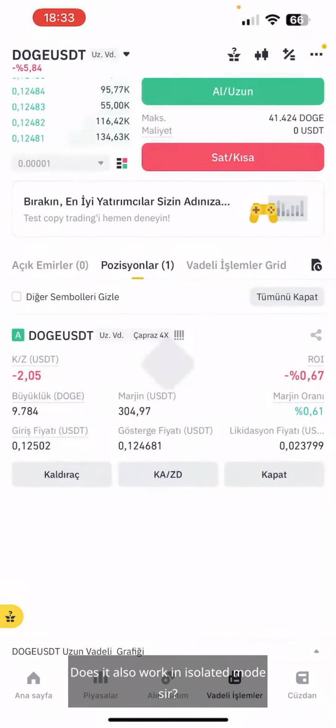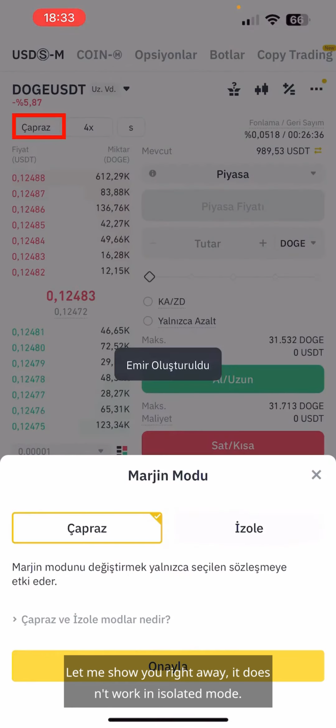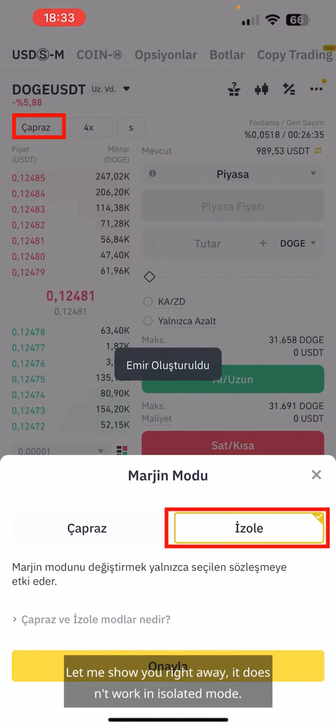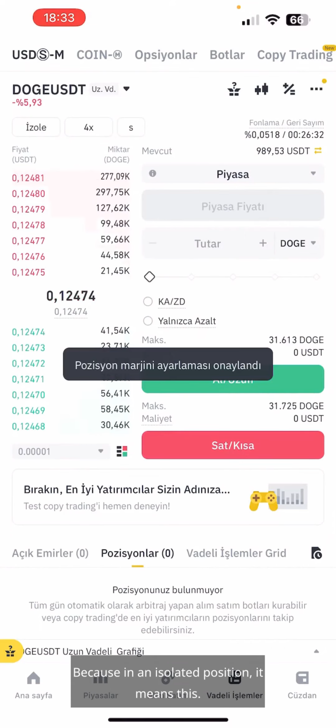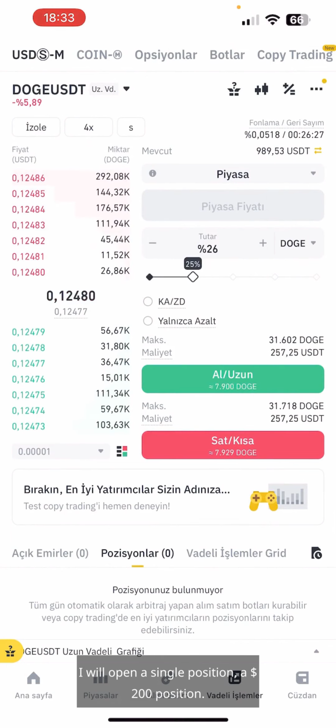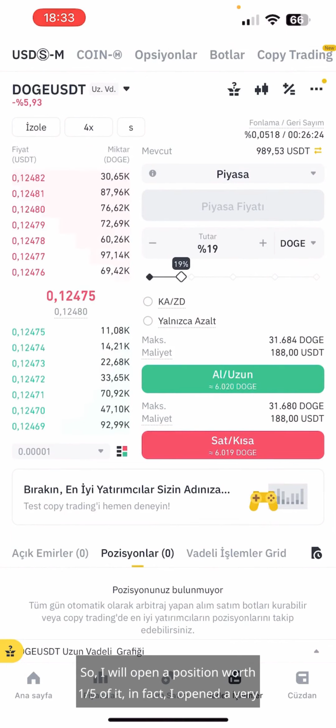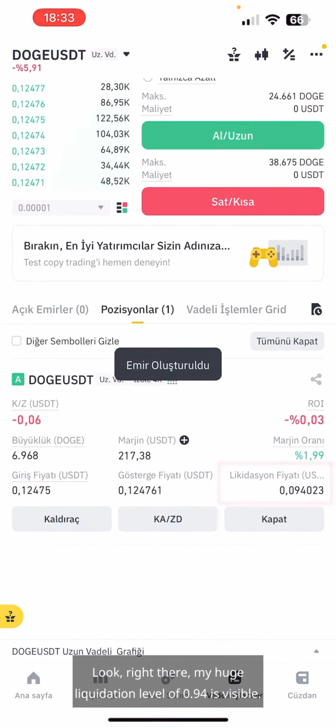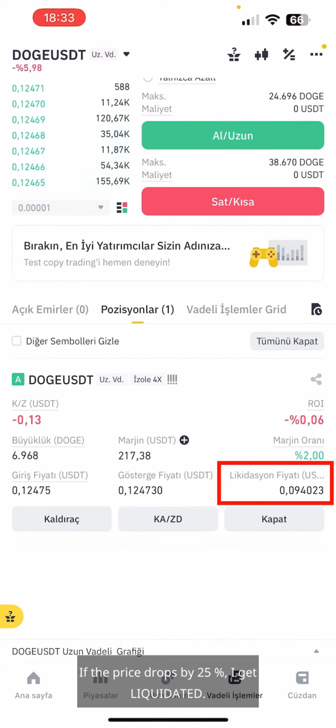Does it also work in isolated mode, sir? You might ask. Let me show you right away. It doesn't work in isolated mode. Friends, it doesn't. Because in an isolated position, it means this. I will open a single position, a $200 position. Look again. So I will open a position worth 1/5 of it. In fact, I opened a very small position. Look right there, my huge liquidation level of 0.94 is visible. So if the price drops by 25%, I get liquidated.